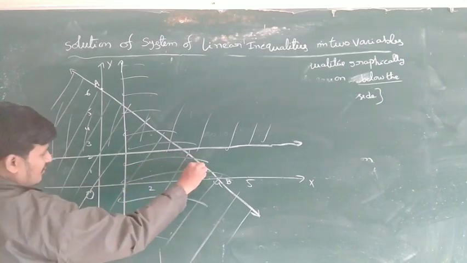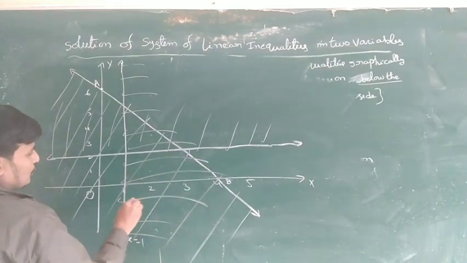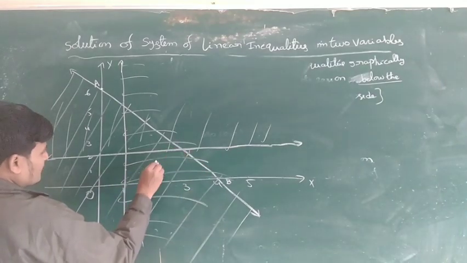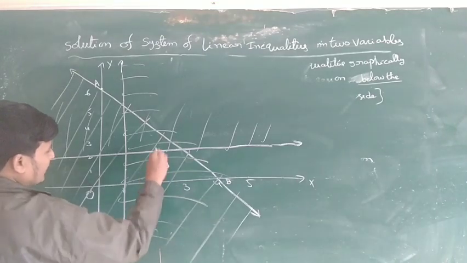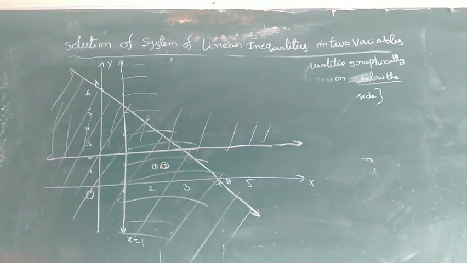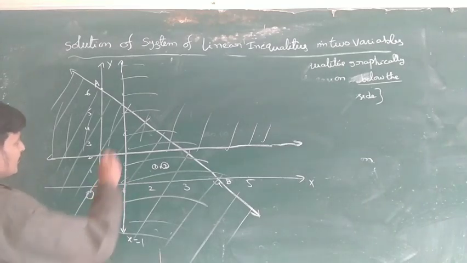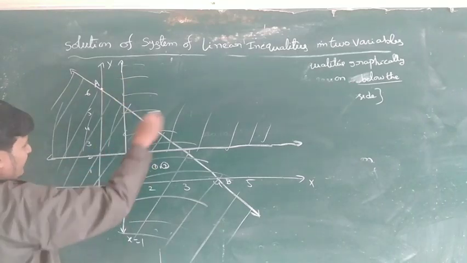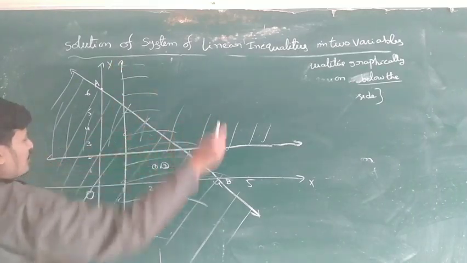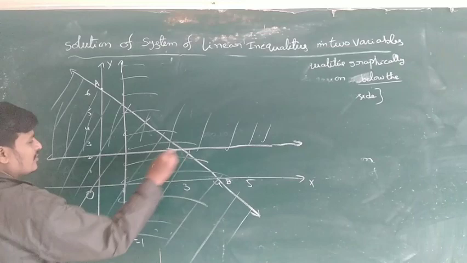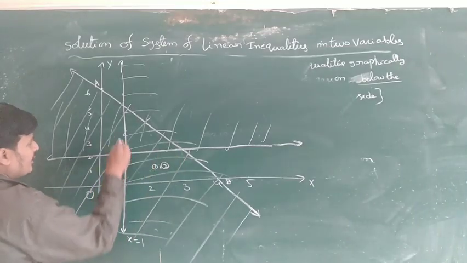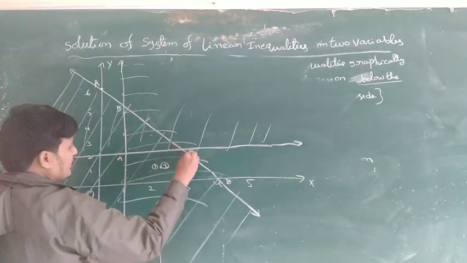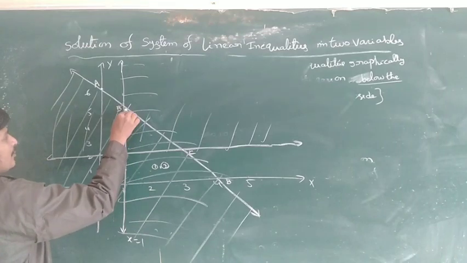So this is only 1 and 2, the common region of these two. This is only the region of two inequalities. This is the first equation, second equation, third equation. So what is the common area? This is, for example, A, B, C. This is the common area.